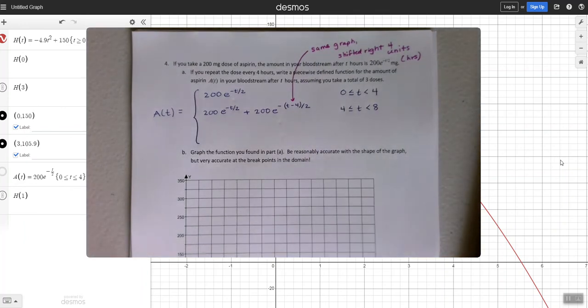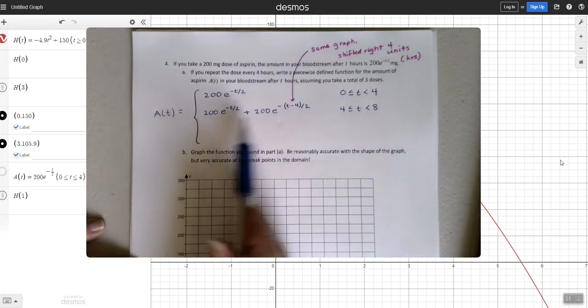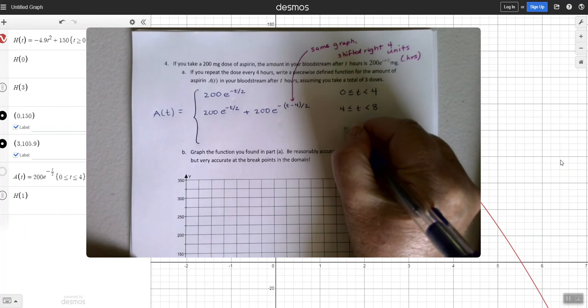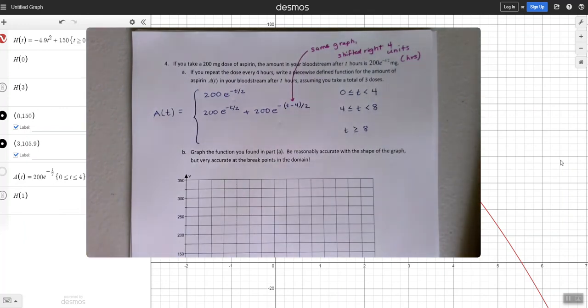So your job is to write the third piece of this. You'll keep your first 2 doses and you'll add a third dose at the 8-hour mark. I just want to comment, that's going to be good for basically forevermore for all t's greater than or equal to 8. As far as this problem is concerned, we never take another dose of aspirin. So we're just going to leave it as t greater than or equal to 8 forever beyond that.